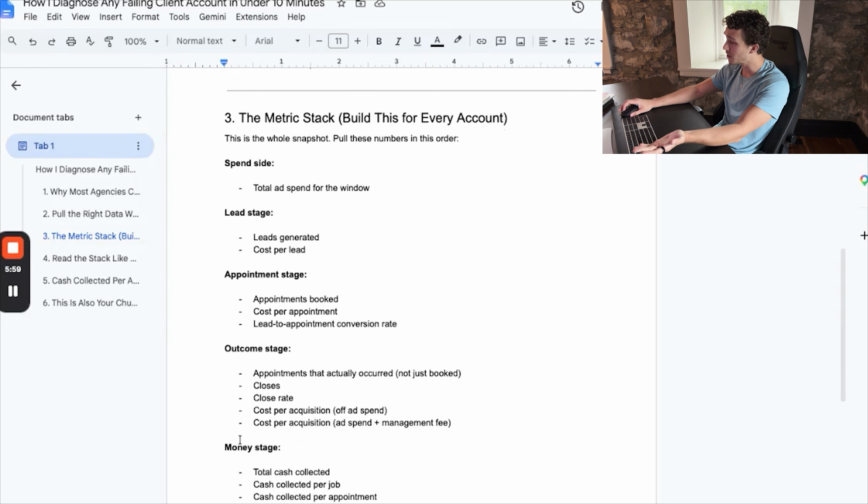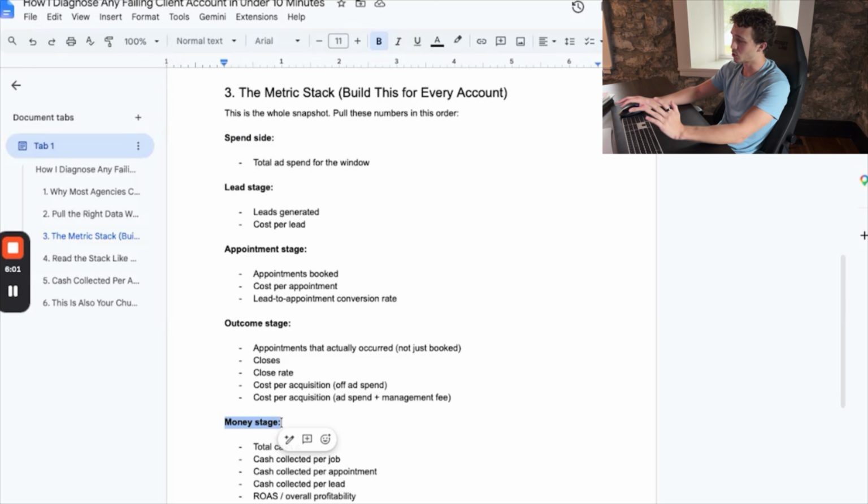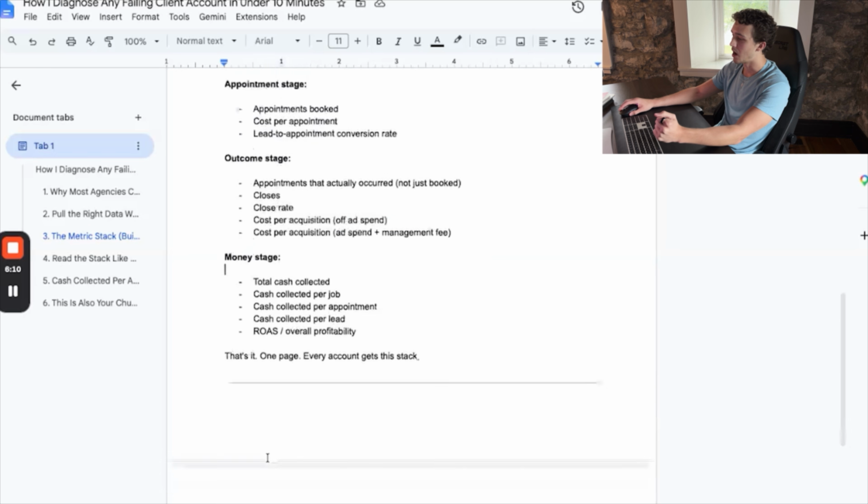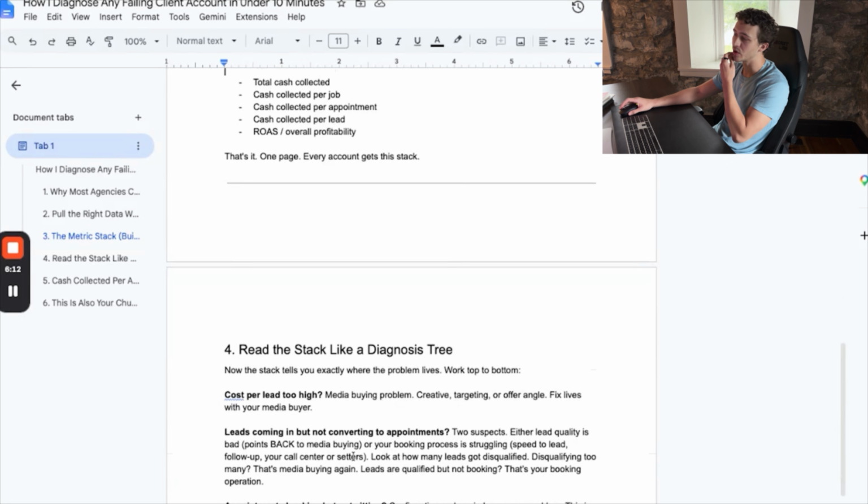And then in the money stage, I'm looking at the total cash collected per project, cash collected per appointment, cash collected per lead, the ROAS, overall profitability, all of that. Okay, so basically you can read the stack like a diagnosis tree, essentially from top to bottom.